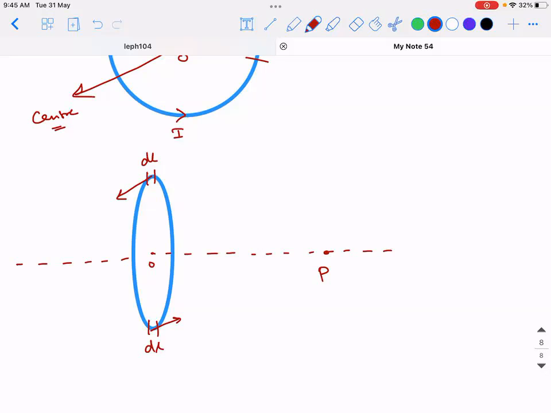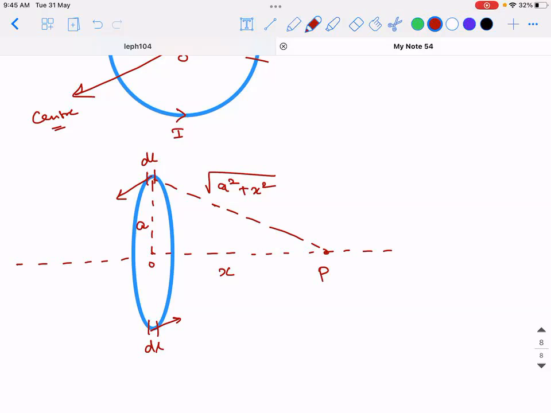Okay, now let's start giving values to it. Let's say the radius of the circle in this scenario is A. Repeat, radius of the circle is A. Distance from the center to the point P is X. So if I join the point DL to P using a dotted line, then what is that distance going to be? Root of A square plus X square. So all these things are easy, simple math.